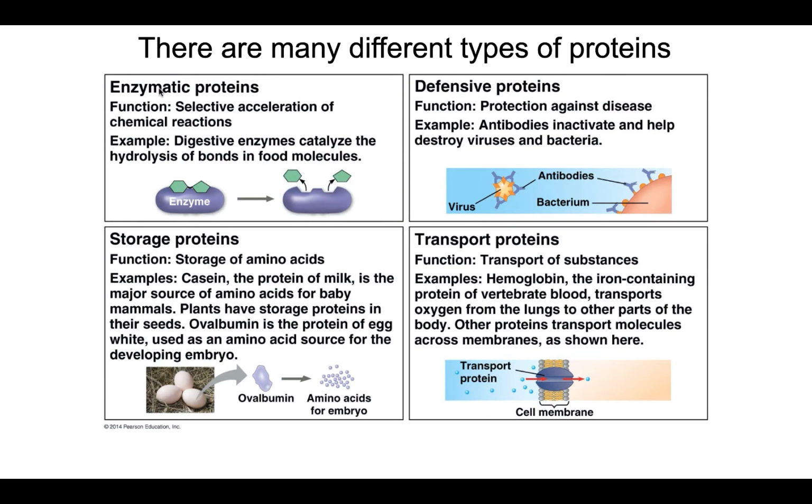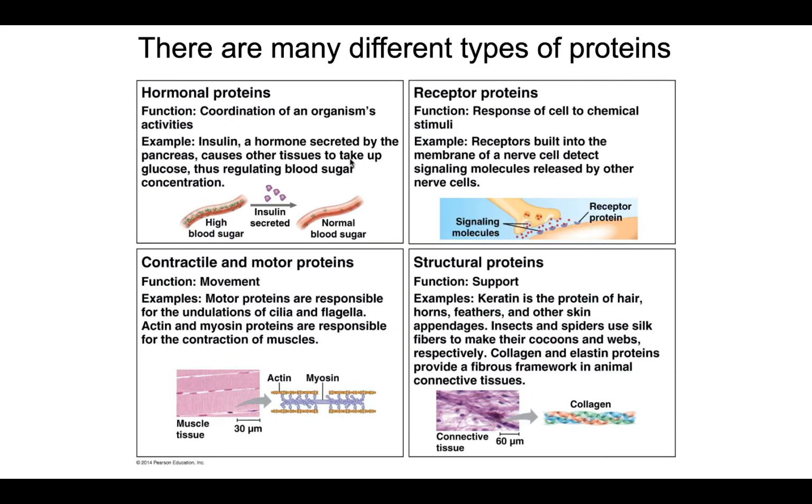There are, as we already mentioned, enzymatic proteins. There are defensive proteins like antibodies. There are storage proteins like ovalbumin in eggs. There are transport proteins that allow the cell to get things into or out of it. There are hormonal proteins like insulin that tell cells the state of the body, whether we have too much or too little glucose. There are receptor proteins. There are contractile and motor proteins of your muscle. There are structural proteins in connective tissue like collagen.